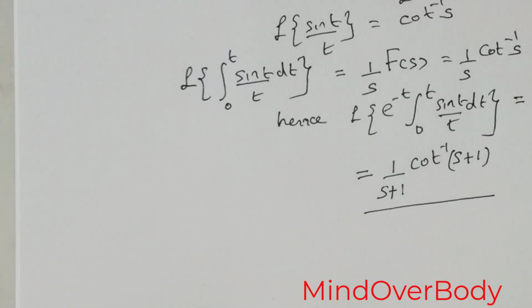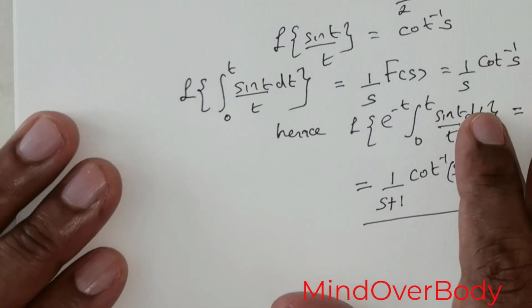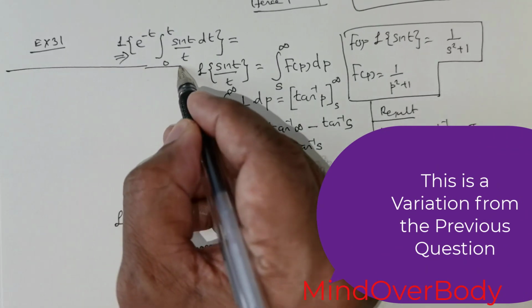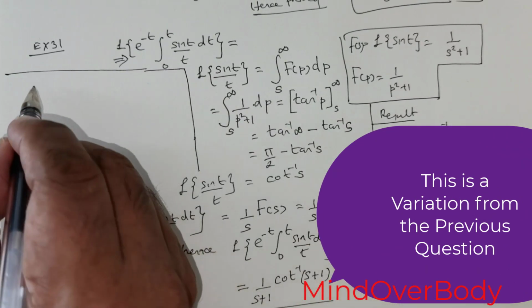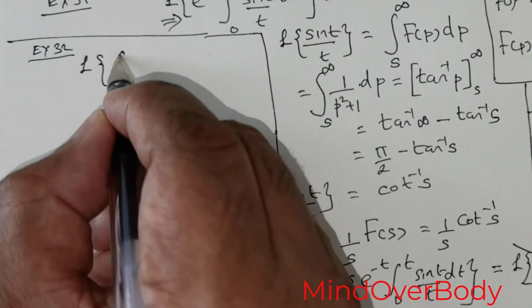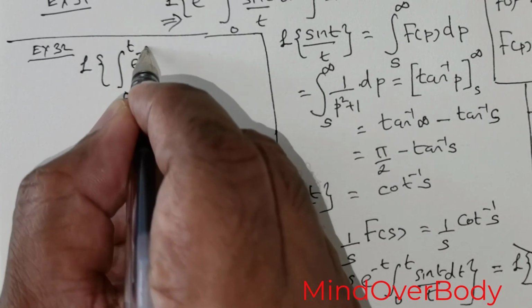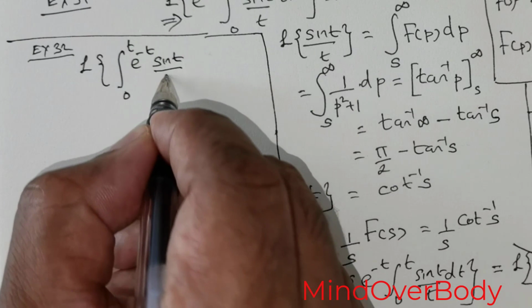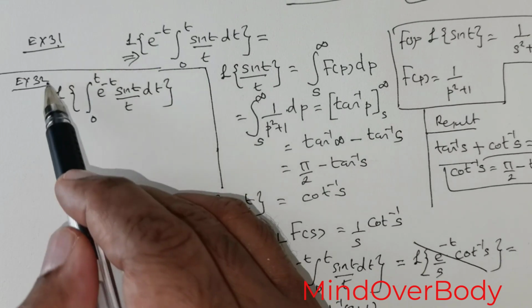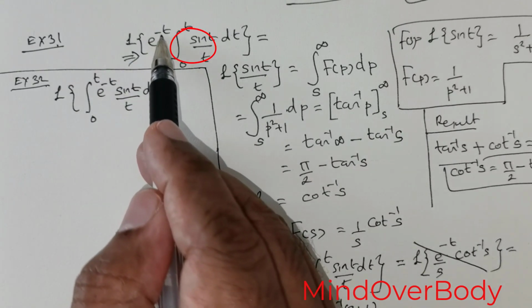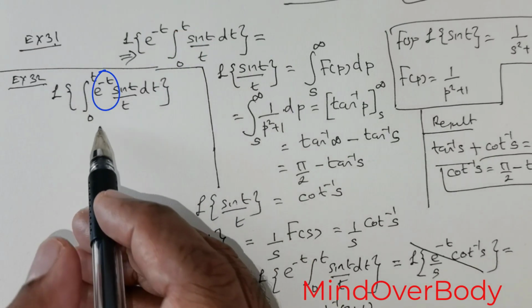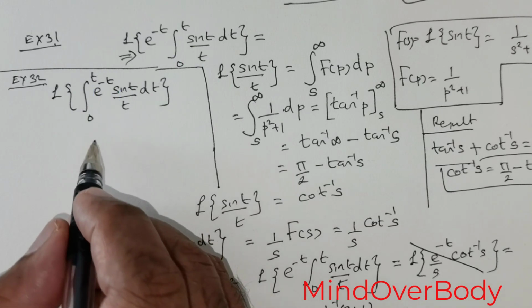Now I would like to show you all one important variation to the same question. Now instead of this question being given like this, what would you do if they gave the question in this fashion: to find the Laplace transform of integral 0 to t e raised to the power of negative t sin t over t times dt? Now the difference between problem 31 and 32 is that e raised to the power of negative t occurs before the integral. In this case it is part of the integrand. So there is a small change in the solution.